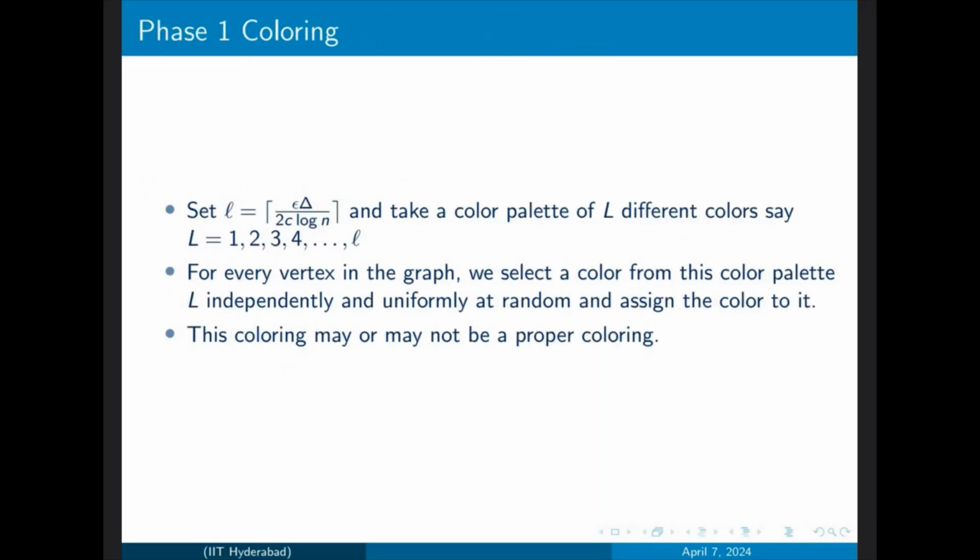Phase 1 coloring. We first set the value of L to be the ceiling of epsilon delta by 2c log n, and then take L different colors, say 1, 2, 3, 4 and so on up to L. Then we color every vertex in the graph by choosing a color independently and uniformly at random from these L colors. Since this color selection is random, phase 1 coloring may not give a proper coloring of the graph. That means there is a possibility that two vertices having an edge between them can have the same color.